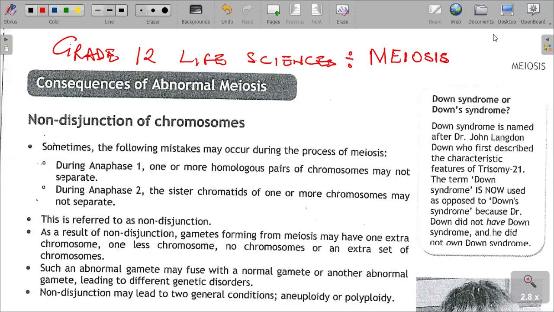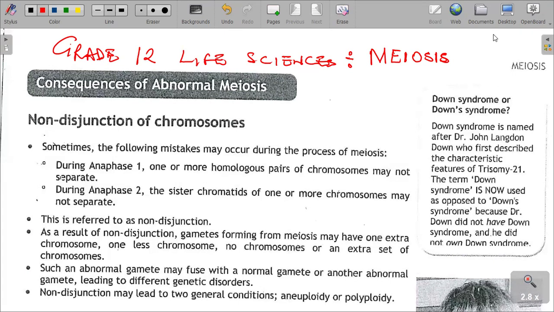We are still going through our revision and preparation for end of year exams, touching every area that we think is necessary. Today, I'm going to bring to you meiosis, specifically checking on the consequences of abnormal meiosis.